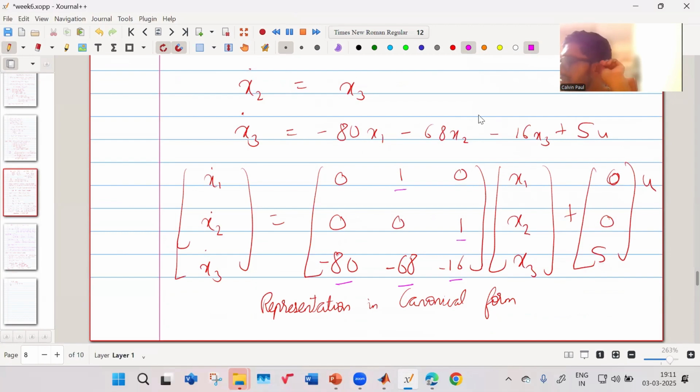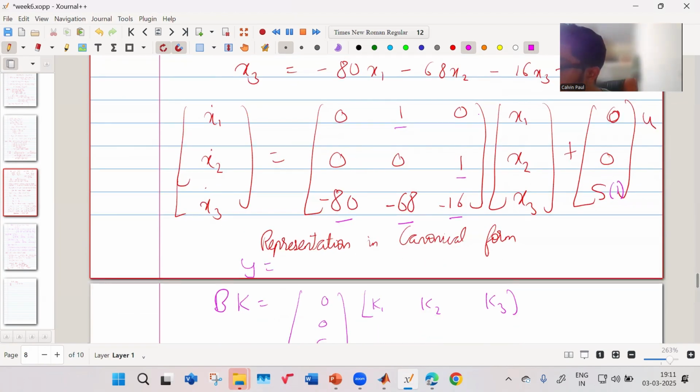The B actually is coming out to be 0, 0, 5. That only I have to think. What was the mistake I've done here? Okay. It will actually be 1. This will actually be 1, and the y will in this case be 5 into x1. Y will be equal to 5 into x. So that will take care of the 5.